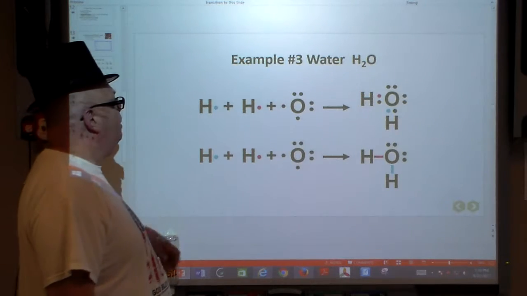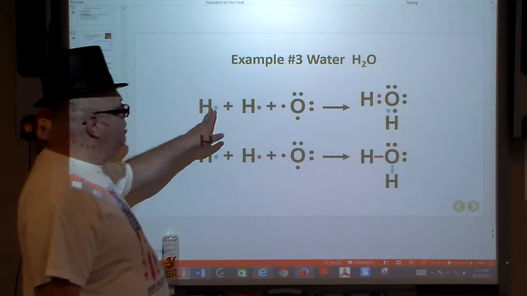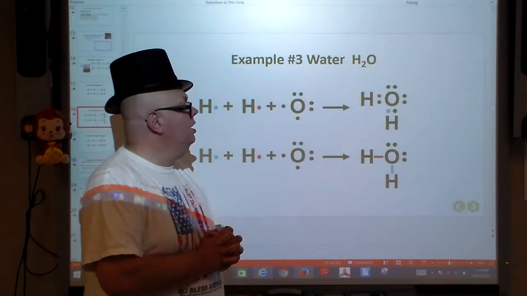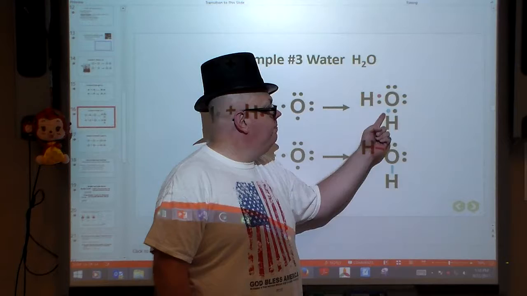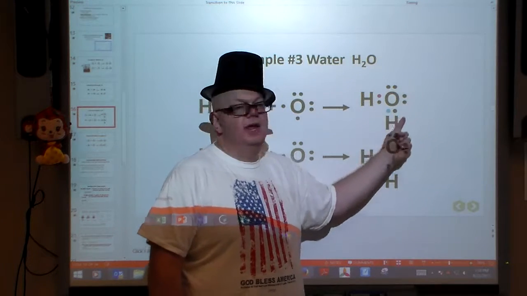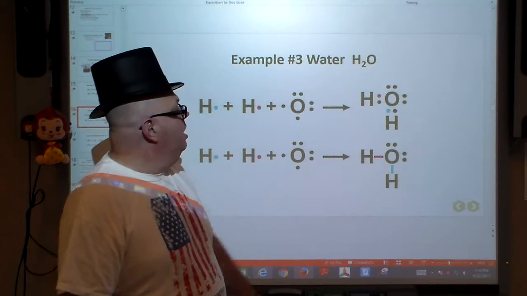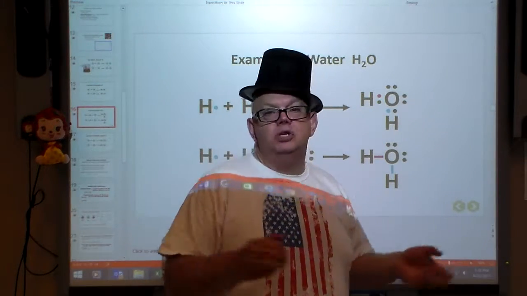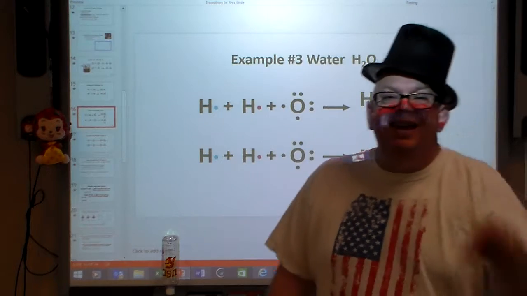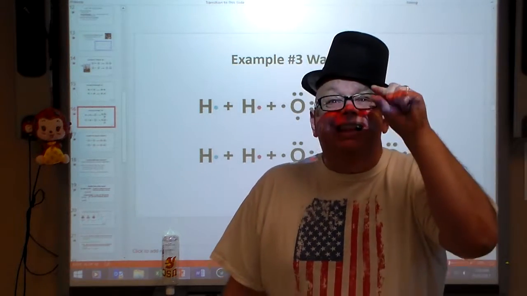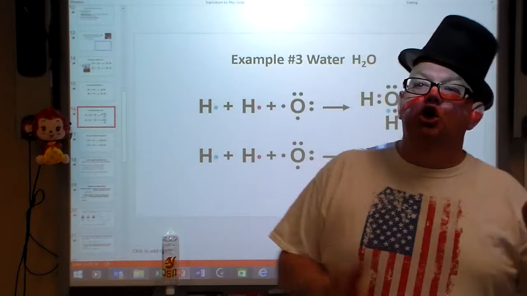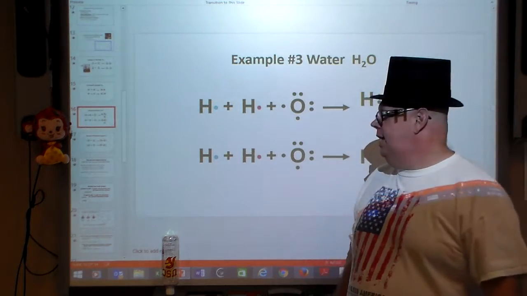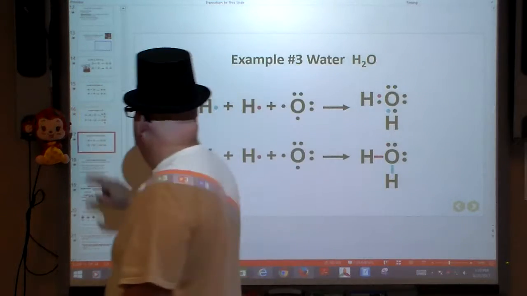Okay? Here we go for water. So here's hydrogen blue, hydrogen red. Here's our oxygen with its 6 electrons. And we can hook them up so that ultimately oxygen has its 8 electrons, right? And hydrogen has 2 because that's the most it can take. You'd say, well, why can't hydrogen take 8? That's because it's the annoying little kid who can only take 2 electrons at most. That's it. End of story. Deal with it.